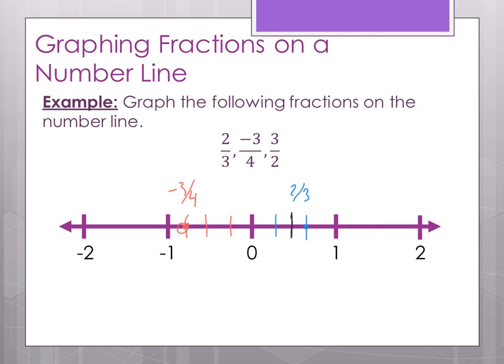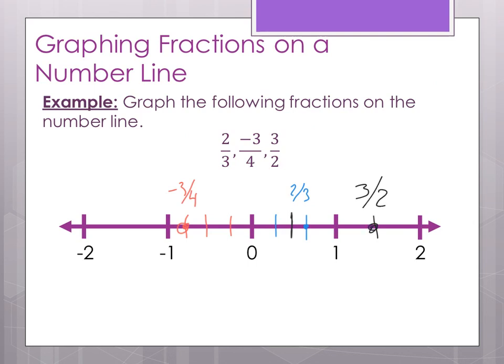So let's do that. Between 1 and 2, the halfway point is going to be here. So 3/2, this improper fraction, is actually going to be bigger than 1. So this is 1, 2, 3/2. We can plot that right there. So we'll put in our dot, and that's 3/2.